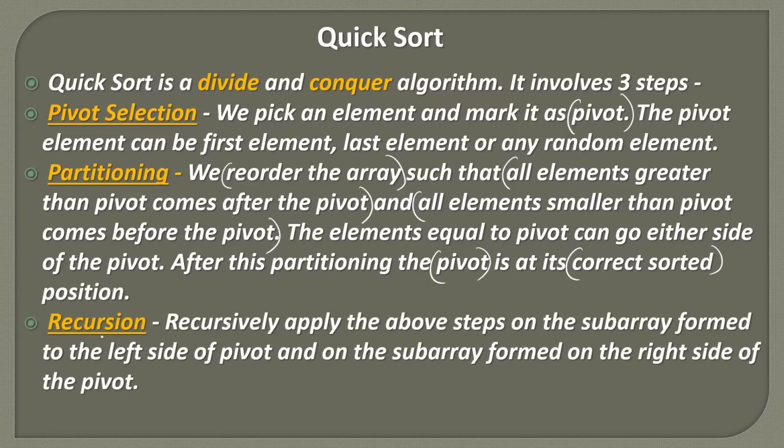In this video we will be looking into the recursion part, where after partitioning the array, we perform these two steps, the pivot selection and partitioning, recursively on the sub-array formed on the left side of the pivot, which has the smaller elements to the pivot, and on the sub-array formed on the right side of the pivot, which has the greater elements to the pivot. So let's see at a high level how this recursion looks.